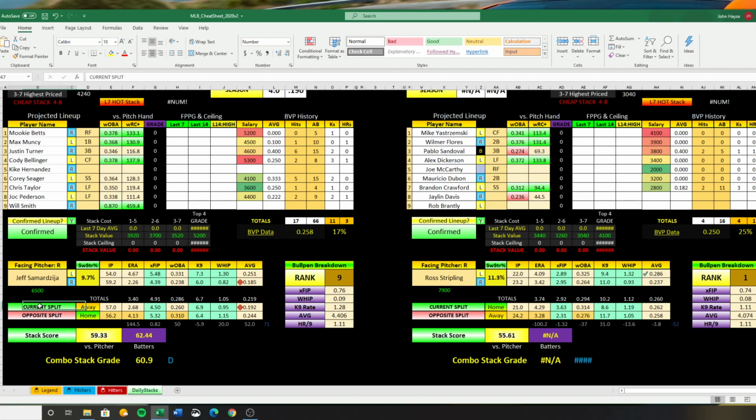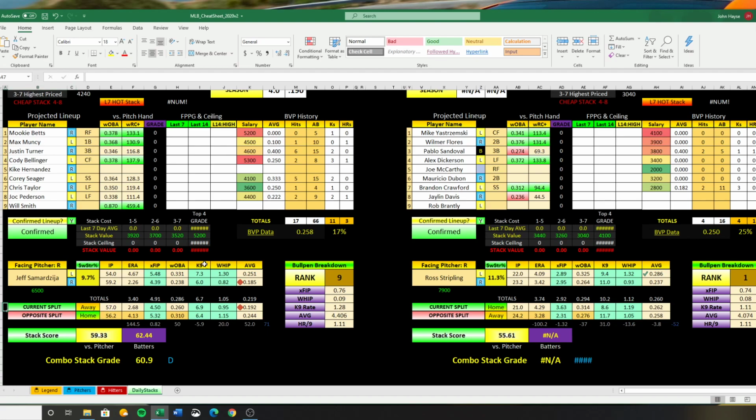And then down here we've got more splits. Boy, we got splits everything. So we have current split and opposite split. So your current split's going to be home or away, and I listed it here just in case the sheet ever pulls the wrong one. I can quickly catch it or someone will catch it and notify me. So the current split, he's away, and this tells you the same thing.